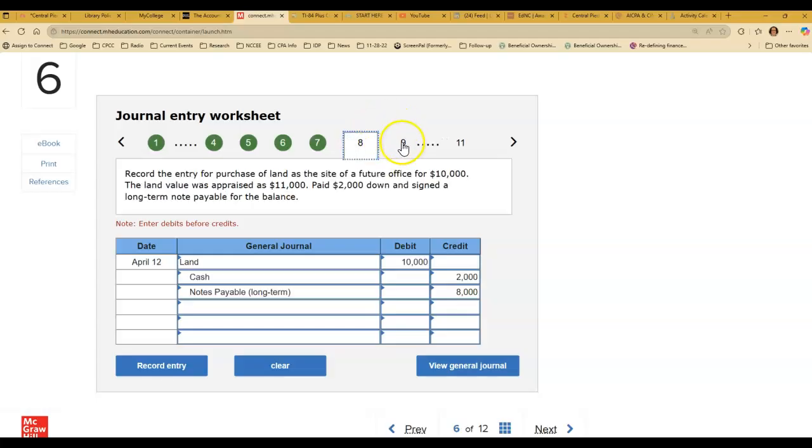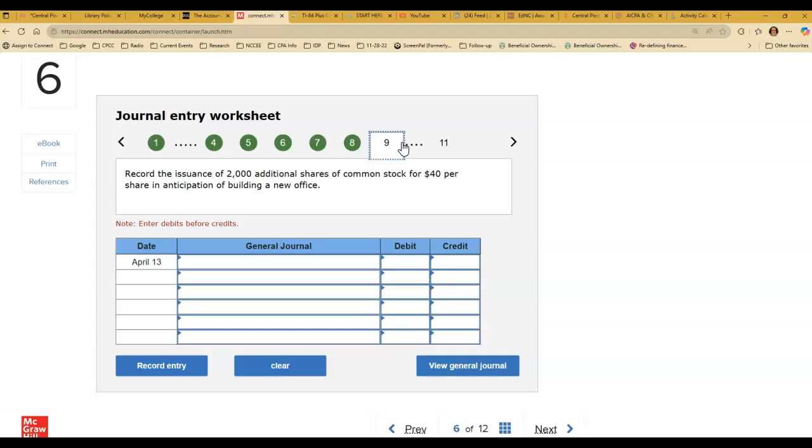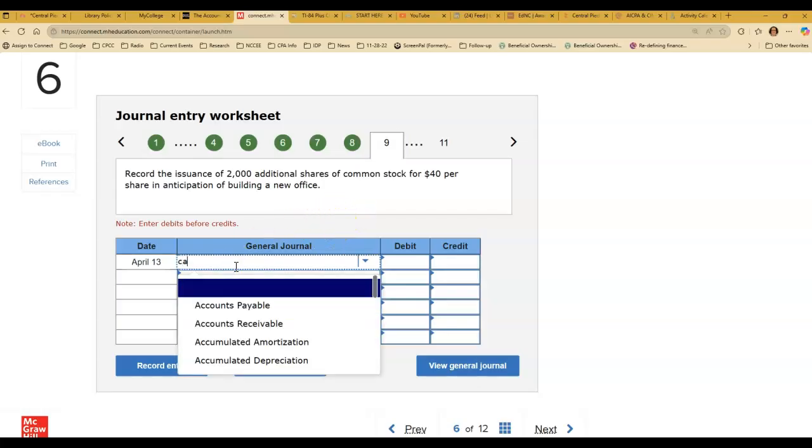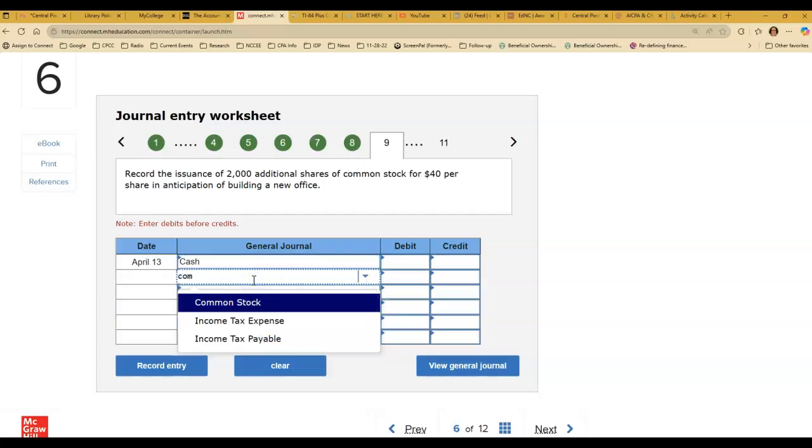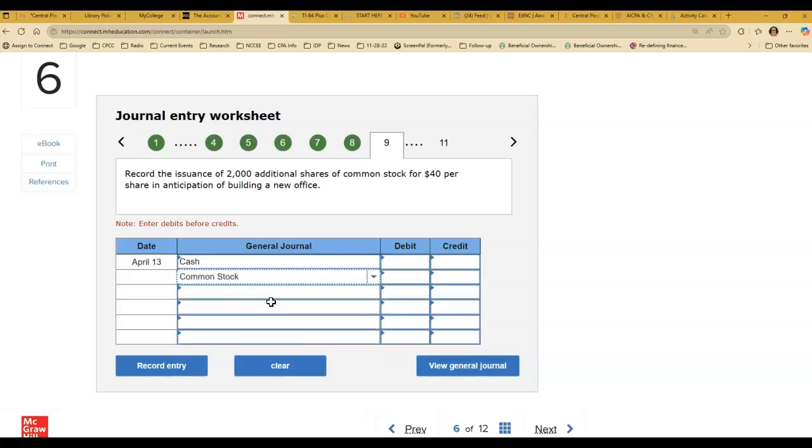Okay. Let's look at number 9. Record the issuance of 2,000 additional shares of common stock, and we're going to get to number 11, and then we're going to take our break. Record the issuance of 2,000 additional shares of common stock for $40 per share in anticipation of building a new office. So good, cash, and common stock is going to get the credit. 80,000, that's just simply the 2,000 shares times $40 per share.